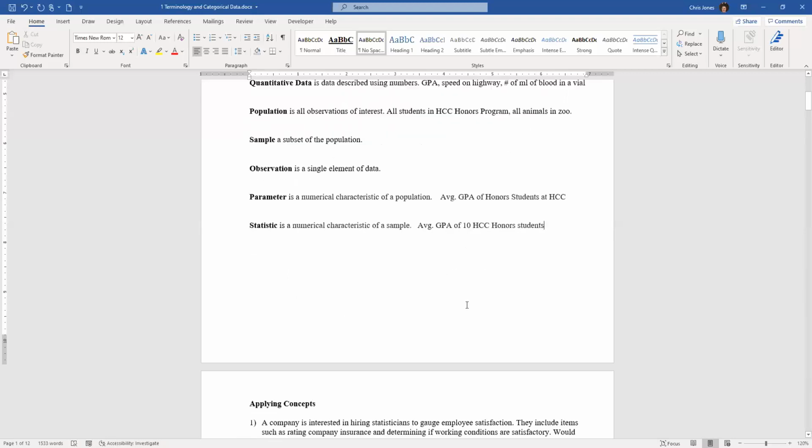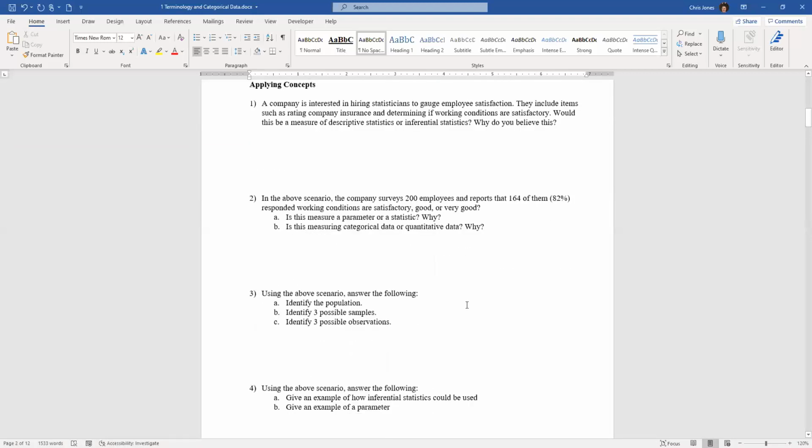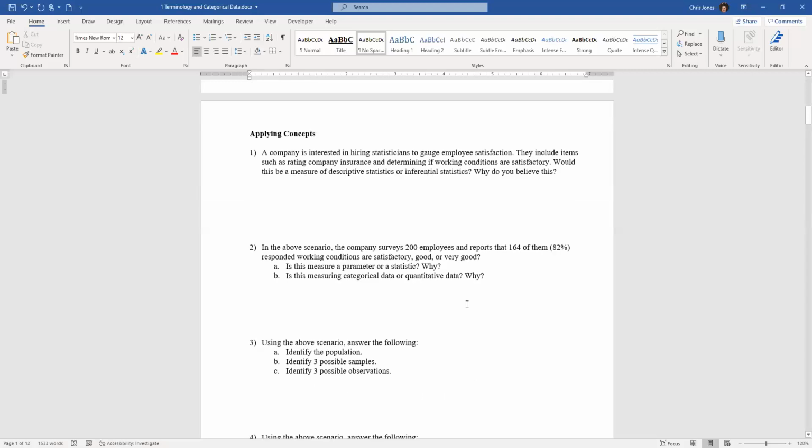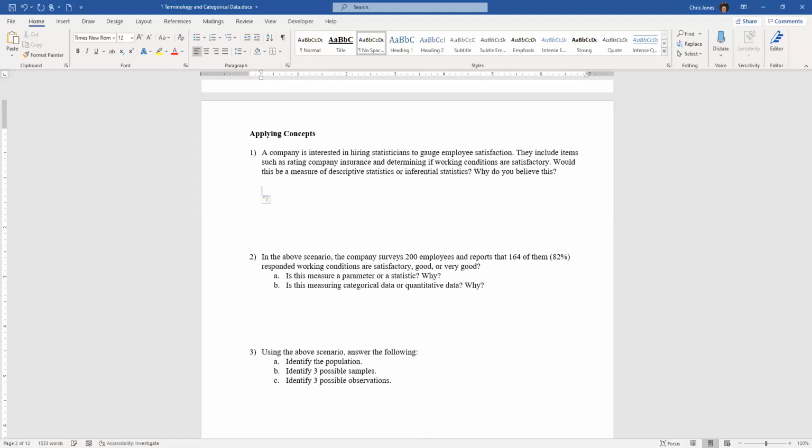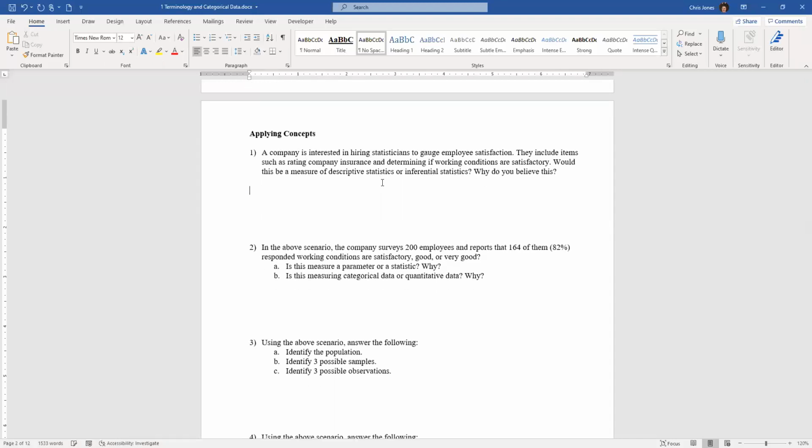All right, so let's go ahead and try to apply these concepts to a scenario and make sure that we understand what these terms really mean in a real world scenario. So let's say for some reason a company is interested in hiring statisticians to gauge employee satisfaction. And they include items such as rating the company insurance policy, determining if working conditions are satisfactory, etc. Would this be a measure of descriptive or inferential statistics, and why? All right, so maybe pause the video, think about that, give a response, and then after you've thought about it, just unpause it, and we'll go through what the solution might be.